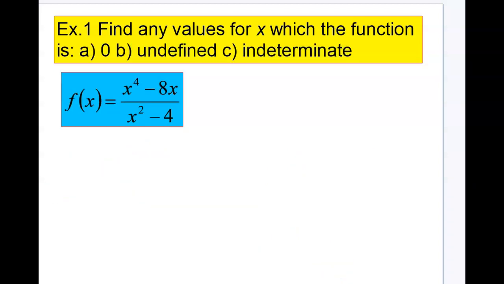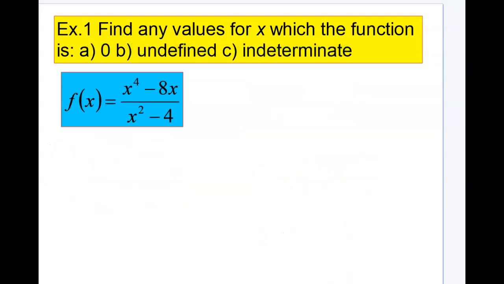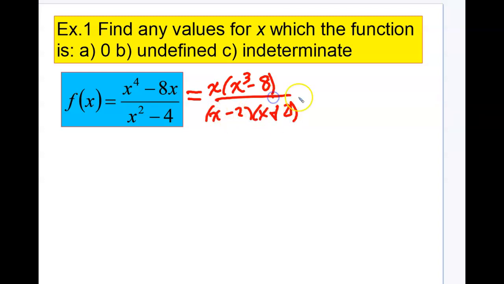In the next example, the only difference between this example and the previous one is that this one is not factored. So the first thing I need to do is factor the top. If I take out an x, I'll be left with x cubed minus 8. And the bottom is a difference of squares, so x minus 2, x plus 2.